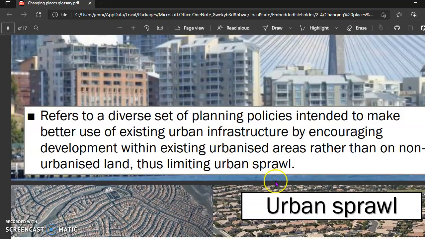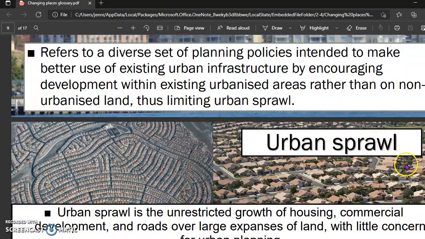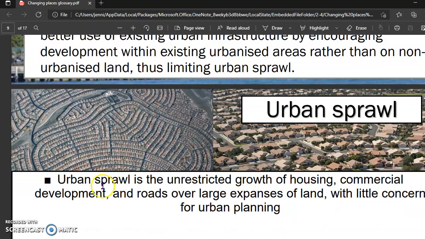The opposite of that is urban sprawl, which is something that you want to try to avoid, and it kind of reflects a lack of planning. Urban sprawl is the unrestricted growth of housing, commercial development, roads, basically of towns and cities across and over large expanses of land, with little concern for urban planning. That's just allowing the city to grow outwards rather than upwards.